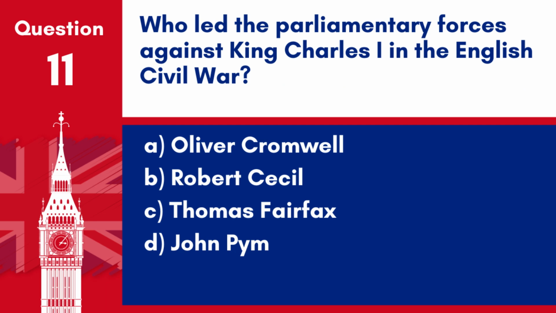Who led the parliamentary forces against King Charles I in the English Civil War? A. Oliver Cromwell. B. Robert Cecil. C. Thomas Fairfax. D. John Pym. Answer: A. Oliver Cromwell. Oliver Cromwell led the parliamentary forces against King Charles I in the English Civil War.